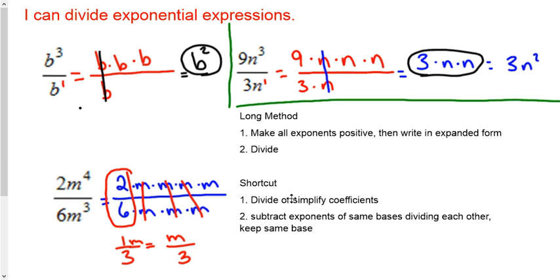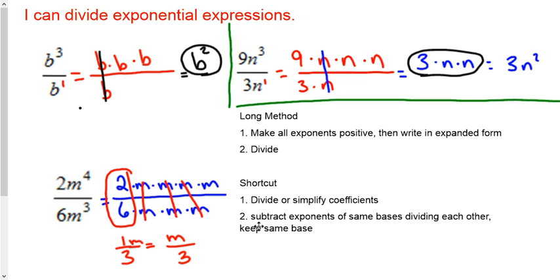You would divide or simplify your coefficients. So there's no coefficients here, nothing to worry about. Over here, your coefficients, we would divide. 9 divided by 3 is 3. Okay, so that's what we're talking about when we say divide or simplify your coefficients. Here, we would be simplifying them. 2/6 equals 1/3. That's how you handle the coefficients if they're there.